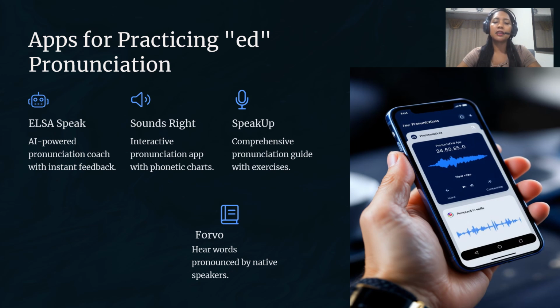Then there is SoundWrite, an interactive app that lets you explore the sounds of English with clear phonetic graphics. It's a visual and practical way to understand how those sounds are produced. Speak Up is another great option, a comprehensive guide with exercises for structured practice. And if you want to hear how native speakers pronounce its verbs, this is your best friend. You can search for any word and hear it directly from people all over the world.